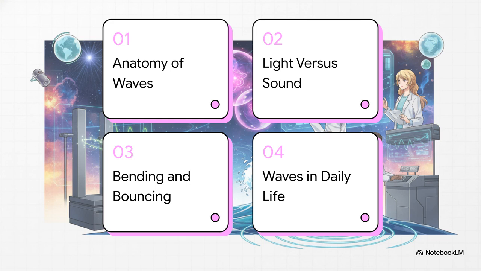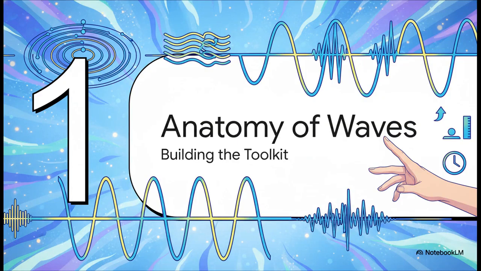We're going to start with the anatomy of waves, then we'll compare light versus sound, move into bending and bouncing waves, and finally, look at how waves power our everyday life. We're building from the micro concepts all the way to the macro applications. All right, part 1, the anatomy of waves, building our toolkit. We're going to run through the fundamental stats of a wave in a quick rapid-fire sequence here, so stay with me.